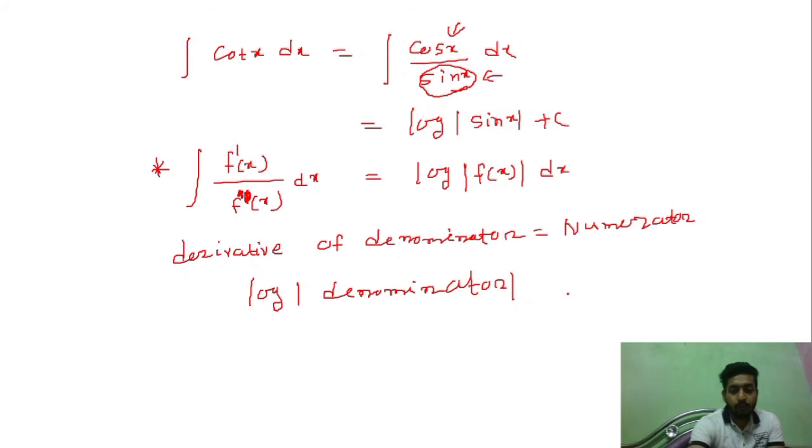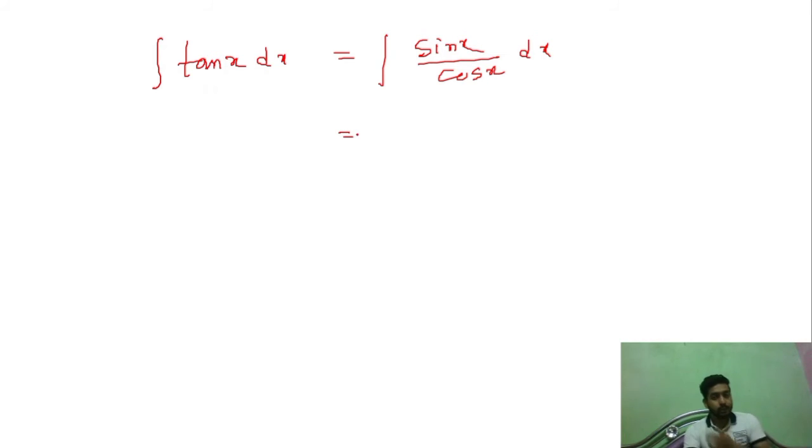So again, what will be the integration of tan x? Now how to find the integration of tan x dx? So here also we can write tan x as sin x by cos x dx. Now what is the derivative of the denominator? Here the denominator is cos x. Now the derivative of cos x is minus sin x. But here the numerator is sin x. So we can here apply minus sin x by cos x, taking minus outside.